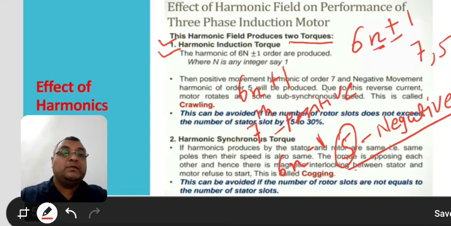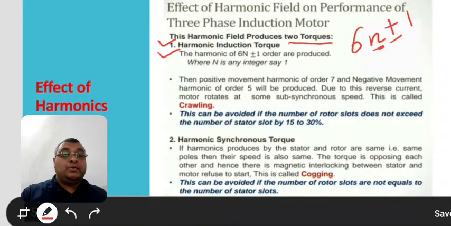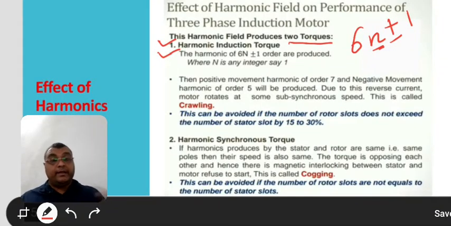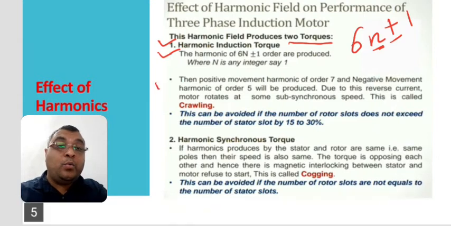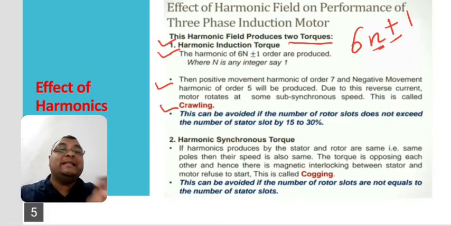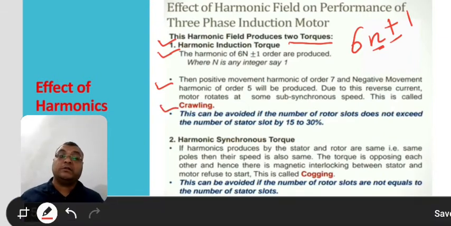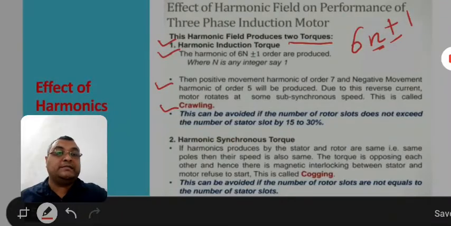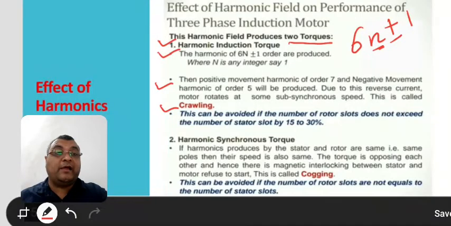Okay, now it is already explained over here. When the positive sequence harmonic of order 7 and the negative sequence harmonic of order 5 are produced, due to this reverse current the motor rotates at some subsynchronous speed, and this is called crawling. This can be avoided if the number of rotor slots does not exceed the number of stator slots by 15 to 30%. So I hope you understand the definition of crawling and why crawling occurs.